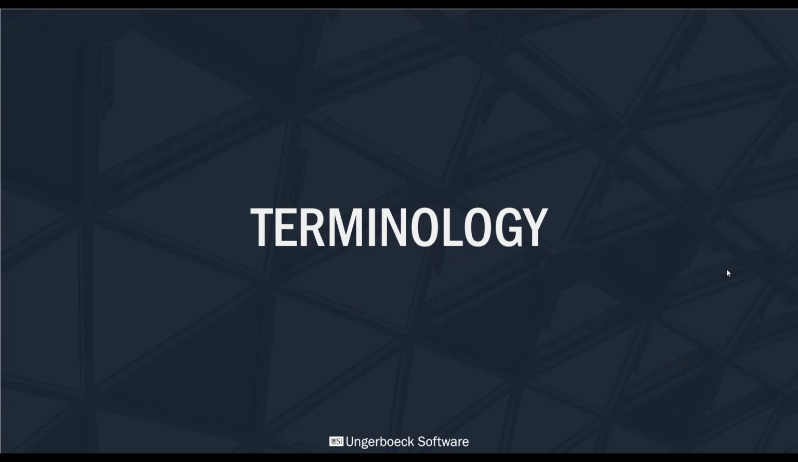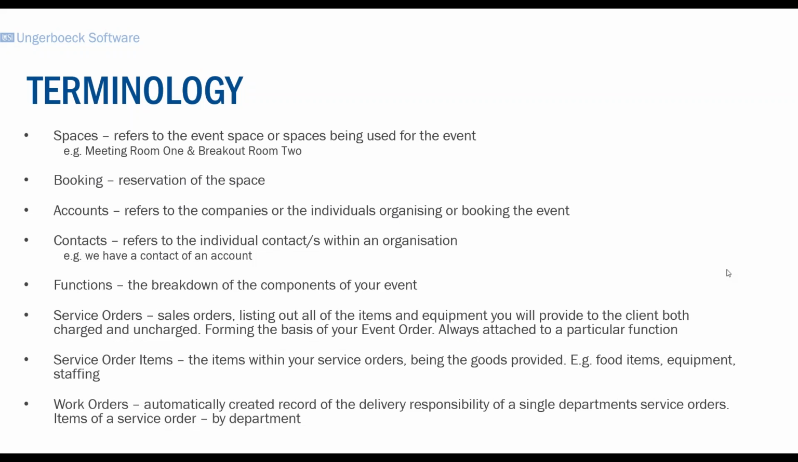So we'll start with our spaces. As you can see here, spaces refers to the event space or spaces being used for the event. For example, if you've got a conference on and they've booked meeting room 1, breakout room 2, it lists all of the spaces that the event has booked within it. So it can be one, it can be multiple. Spaces or rooms would typically be your normal terminology, but in this system you'll notice that the key terminology here is spaces. So these will be the spaces that are booked for a particular event.